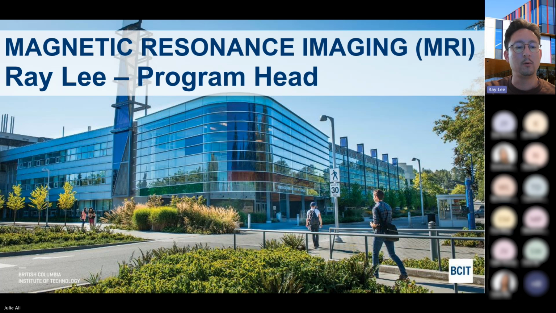We're just going to go over a bit about the MRI program. It's going to be split up into two different sections. First, we're going to give you a brief overview of what MRI actually is. And then we're going to dive into the two different programs that are offered here at BCIT, where you can get your certification in MRI.